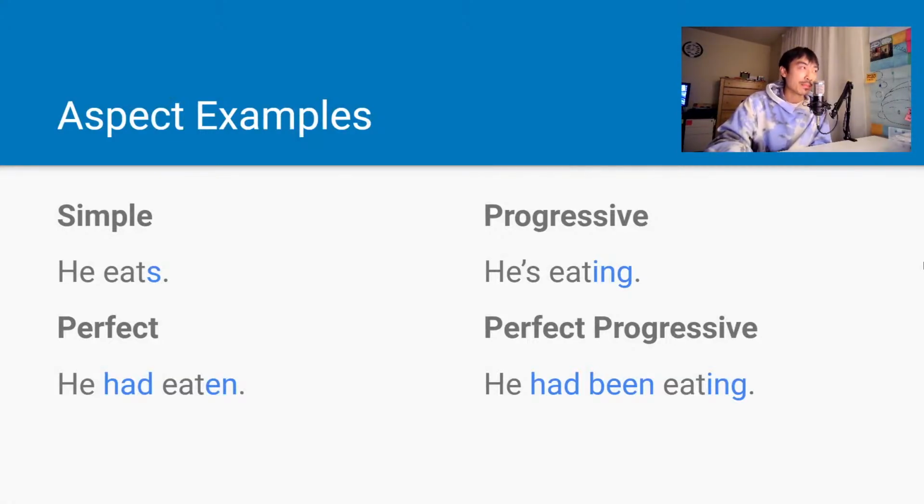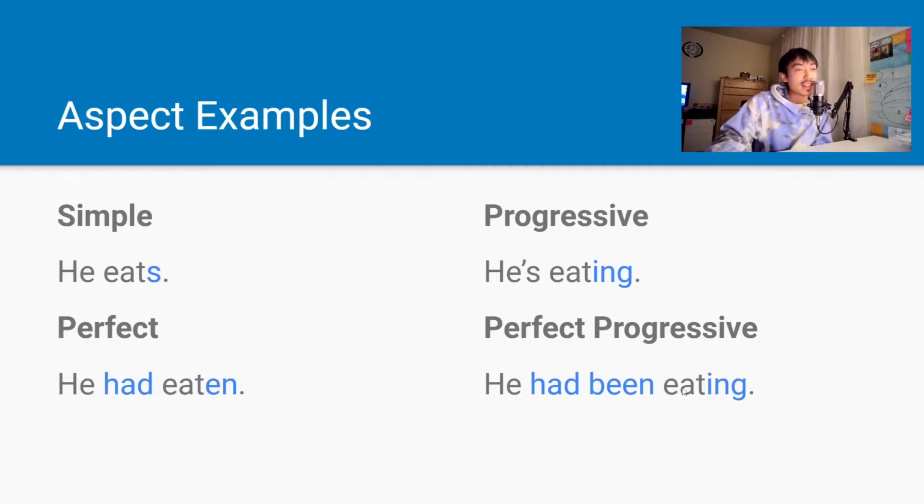Some aspect examples are here. So in simple, we have the S form, he eats. In perfect, he had eaten. This is actually in perfect past because they are both in the past tense. Had and eaten are in past tense. Progressive, he's eating, ing form, showing that it is in progress, something that this person is doing.